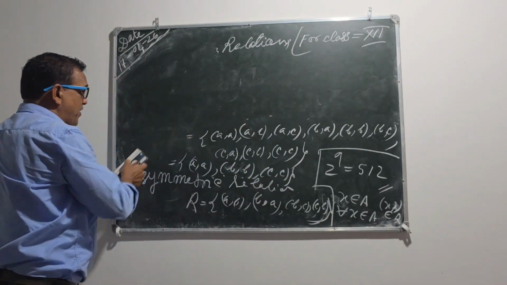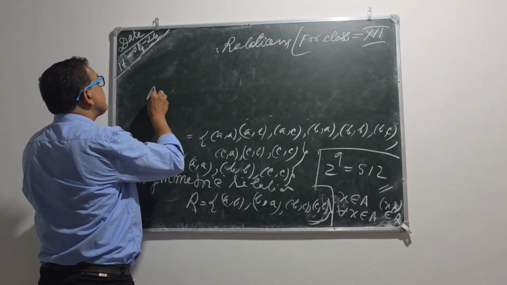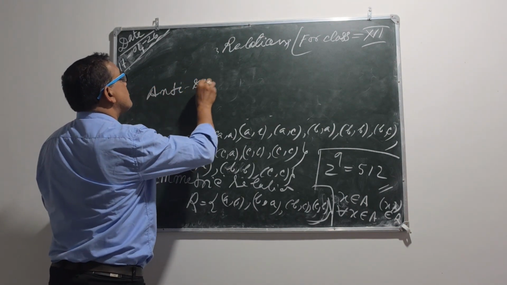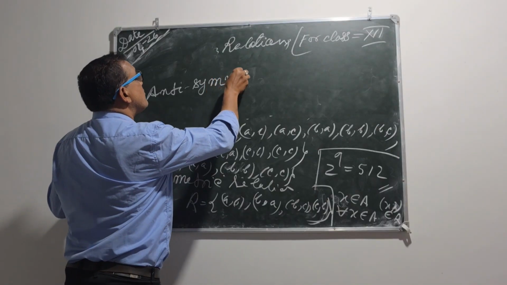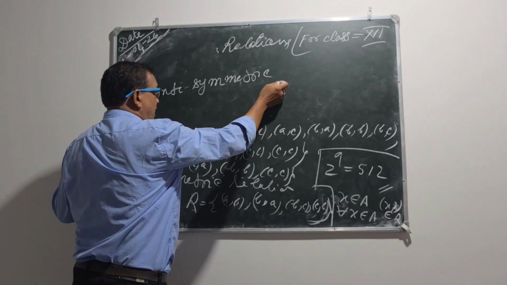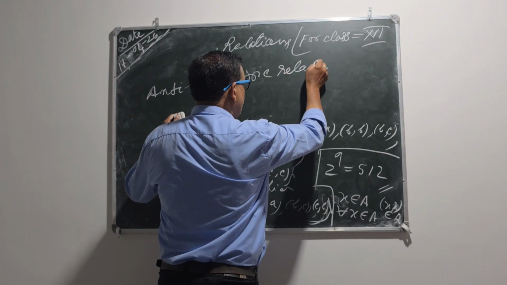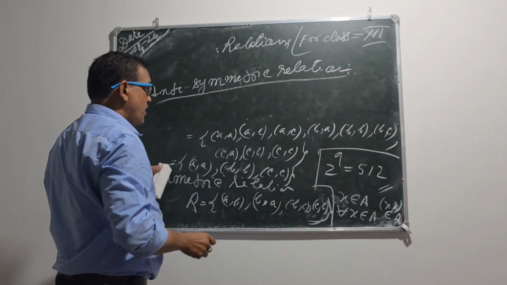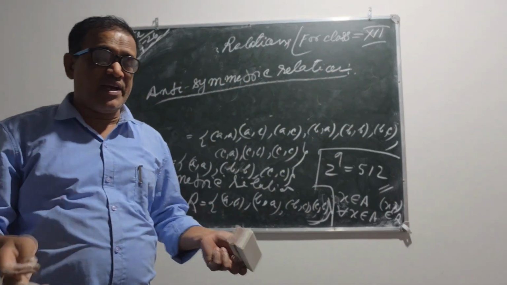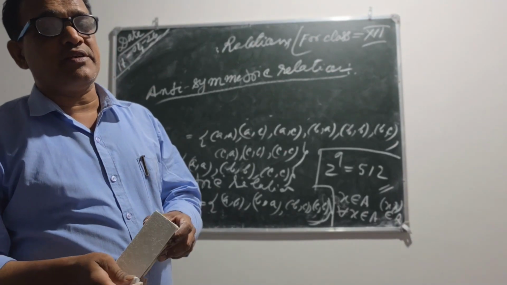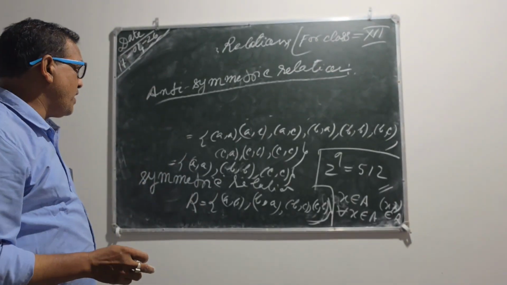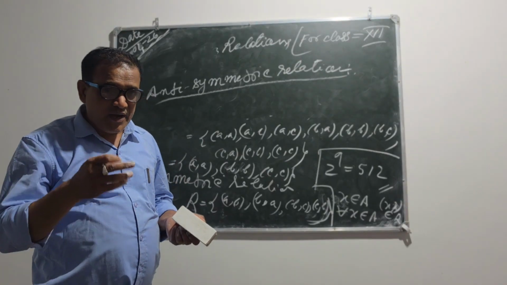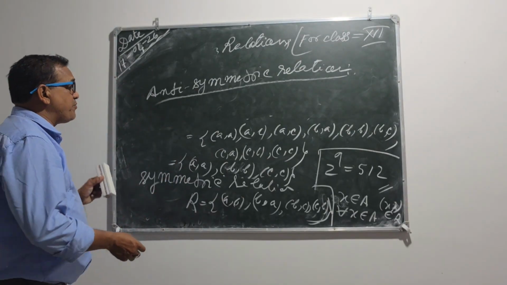What is called an anti-symmetric relation? If a relation is not symmetric, then definitely it will be an anti-symmetric relation. So the condition is, if any relation is not symmetric, then definitely it will be an anti-symmetric relation.